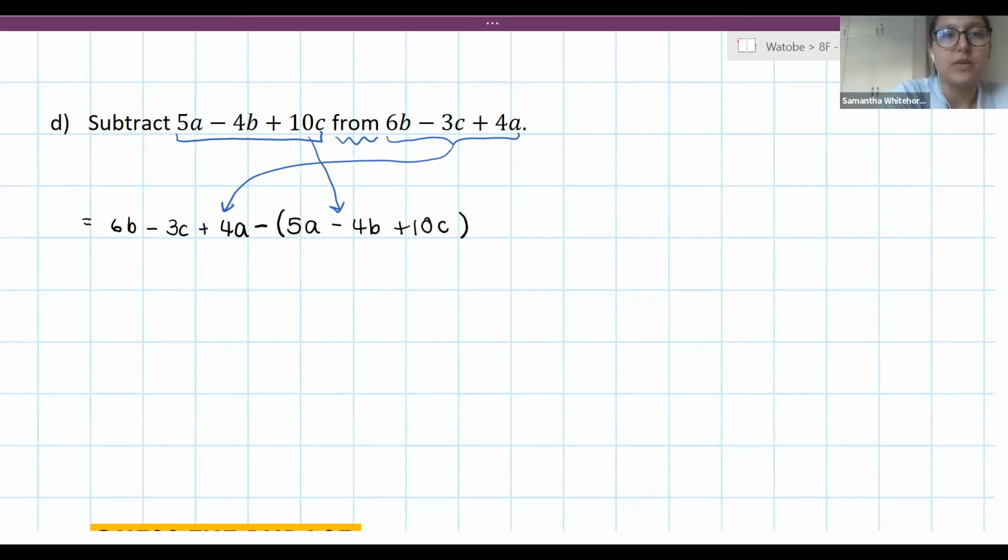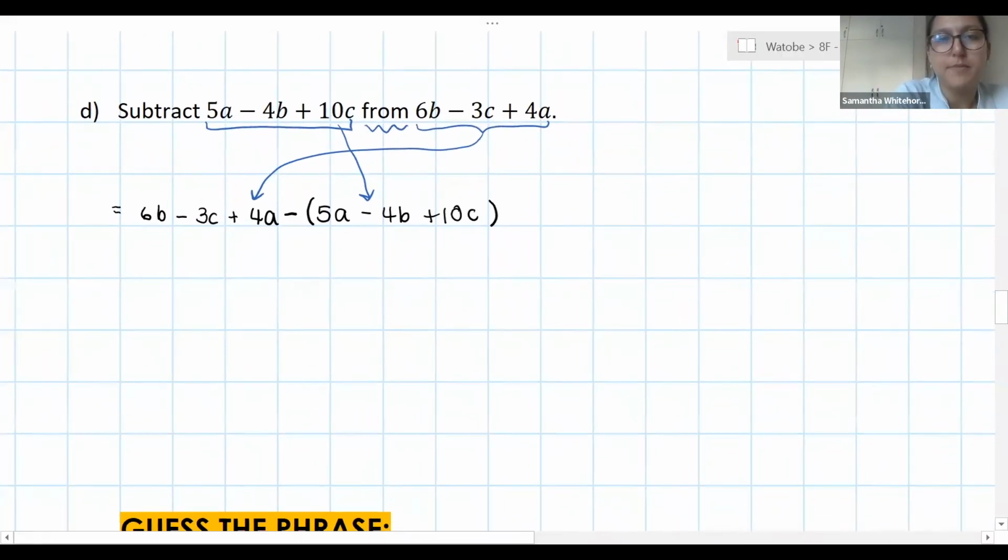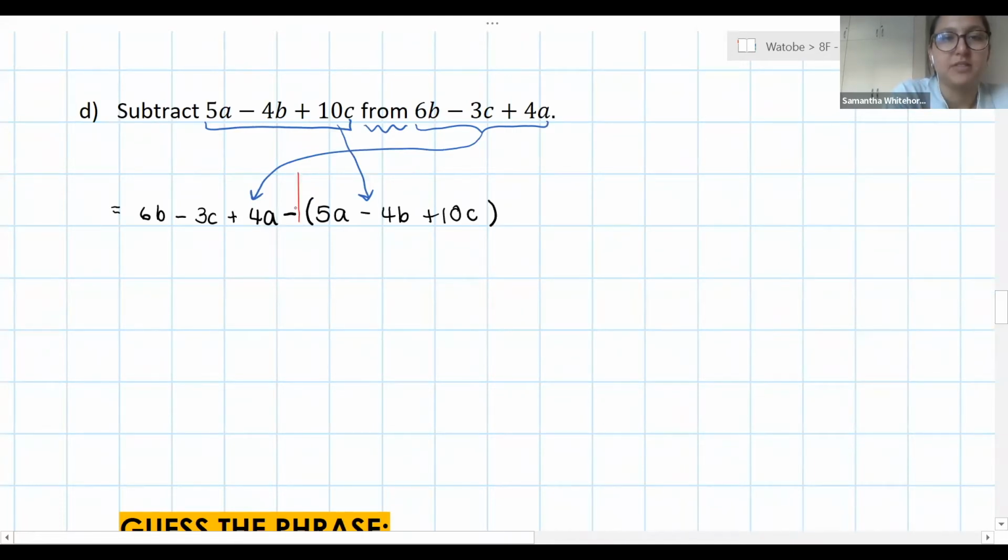Now that we've done that, we can go and distribute. And remember, it's a bit of an excessive one, there is actually a 1 in front of this bracket, which means that technically I've got a -1 that I want to multiply to all 3 of my terms inside this bracket. So I'm going to give you a second, give it a try. Start by distributing the -1 into the bracket. And once you've done that, simplify your expression to see what you end up with once you have subtracted the 5a minus 4b plus 10c from the expression 6b minus 3c plus 4a.